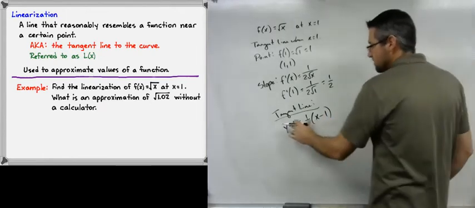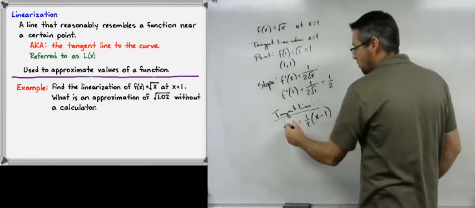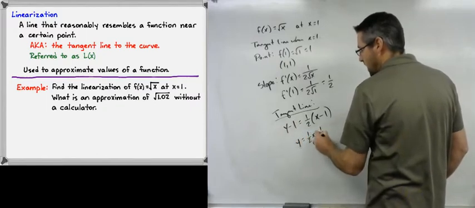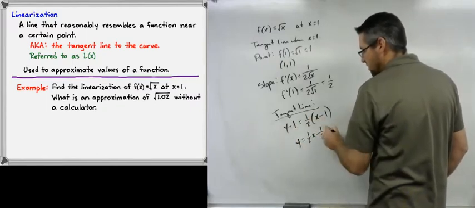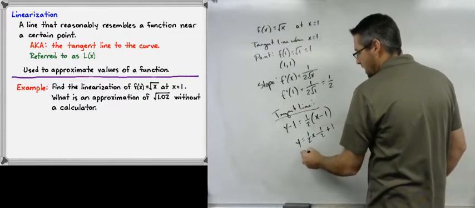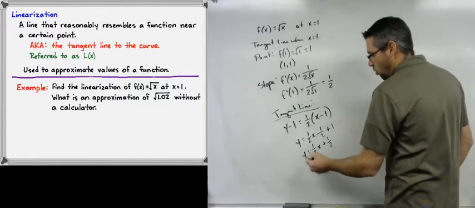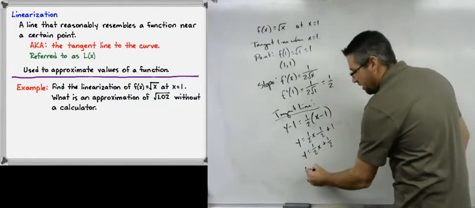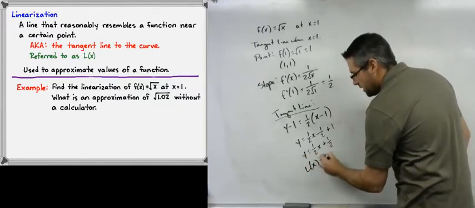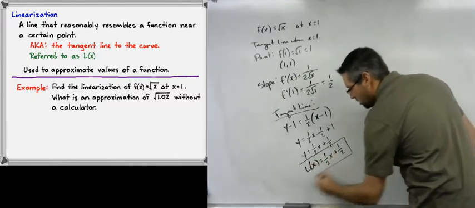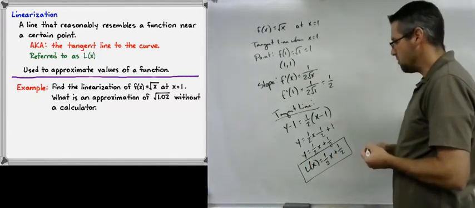So in this specific case, we want to isolate y. So we're going to say y equals 1/2 x minus 1/2, distributing 1/2, and then add the 1 there. So we end up with y equals 1/2 x plus 1/2. Or we would conclude that L of x, the linearization, is 1/2 x plus 1/2. And that is our tangent line. But we have a name for it now.